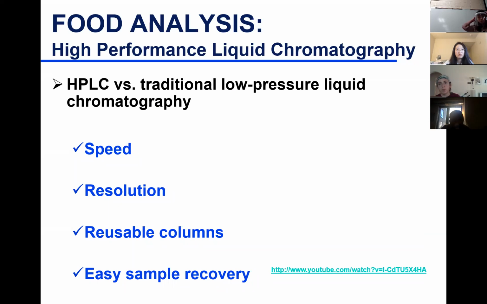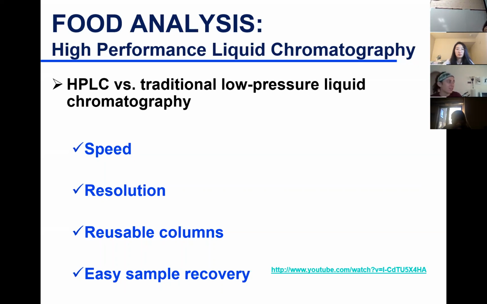Reusable columns. So we do purchase reusable columns. The column that you've seen in the lab or that you will still see on Wednesday is a stainless steel column that is packed under solid, high pressure. So it's packed in a way that you can reuse it multiple times. Whereas with low pressure chromatography, sometimes we have to empty the column and then repack it to ensure that the material doesn't have a lot of void and did not get displaced or disjointed.